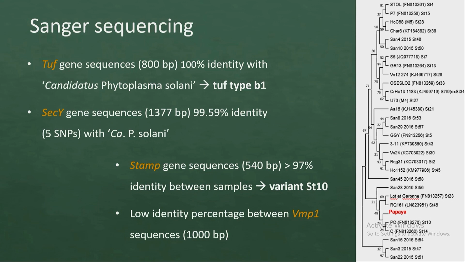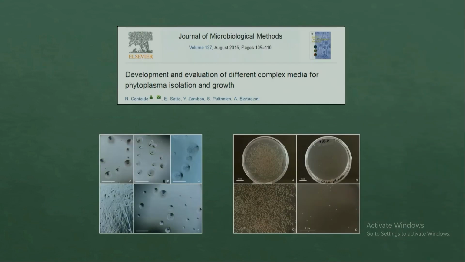For WMP1, the identity percentage between samples was lower than the other genes, and that reflects the variability that we see also in the restriction profiles. And we suppose that this variability maybe can be due to different insect transmission, as a variable membrane protein is involved in the phytoplasma-insect interaction.